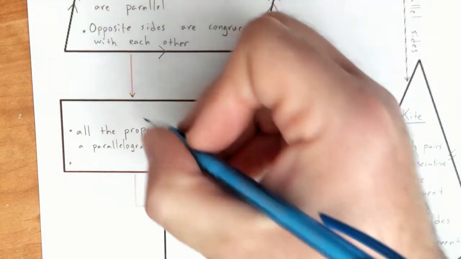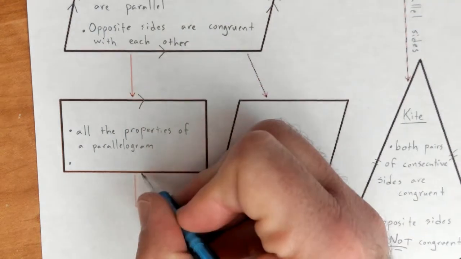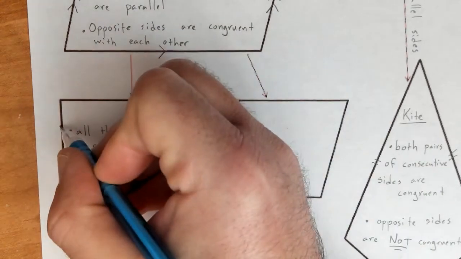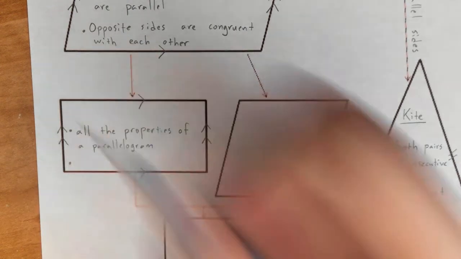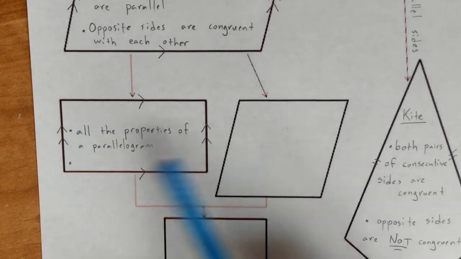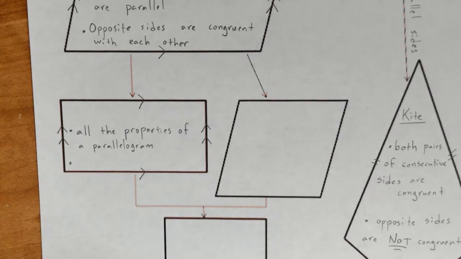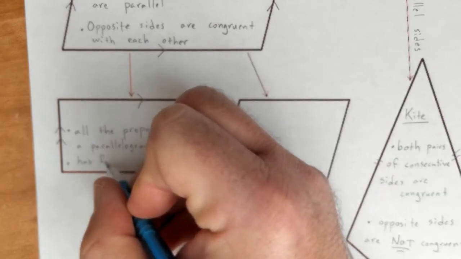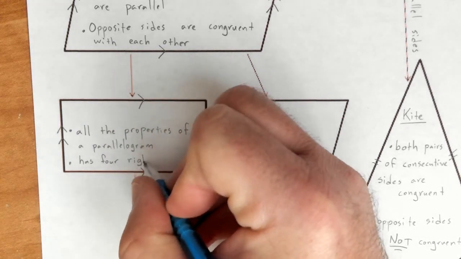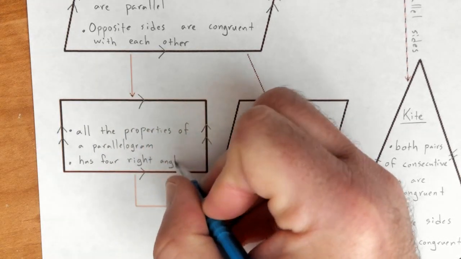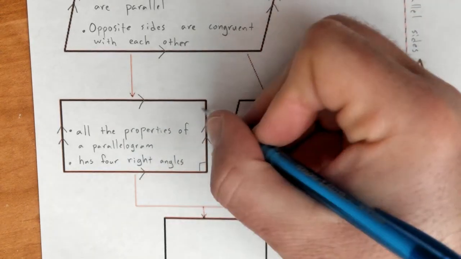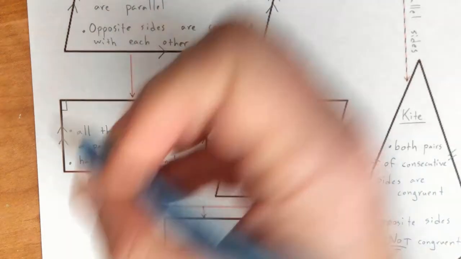Okay? It's got those parallel sides. It's got these parallel sides. Opposite sides are congruent. This is the same as that. This is the same as that. The big difference is it has four right angles. So everything from up above plus four right angles.